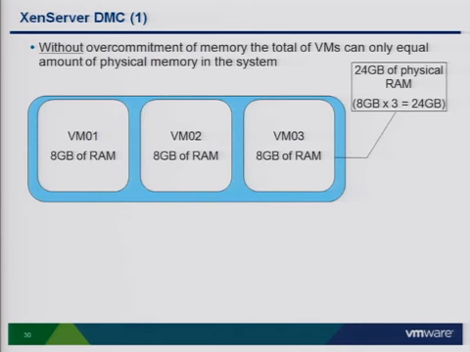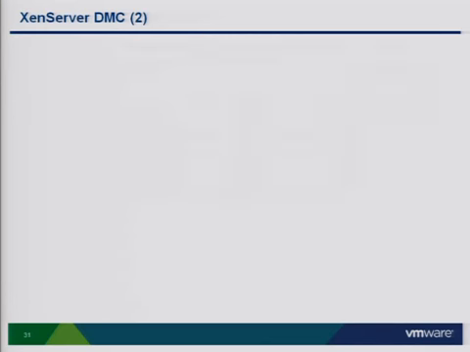Before, without overcommitment of memory, you had a certain amount of memory in your servers, and you could allocate that memory any way you want as long as you didn't go over the amount of memory in the physical server itself. So for this example, it was a 24 gig system. I divided it between 3 guests, and it worked out to 8 gig apiece. So that's without memory overcommitment.